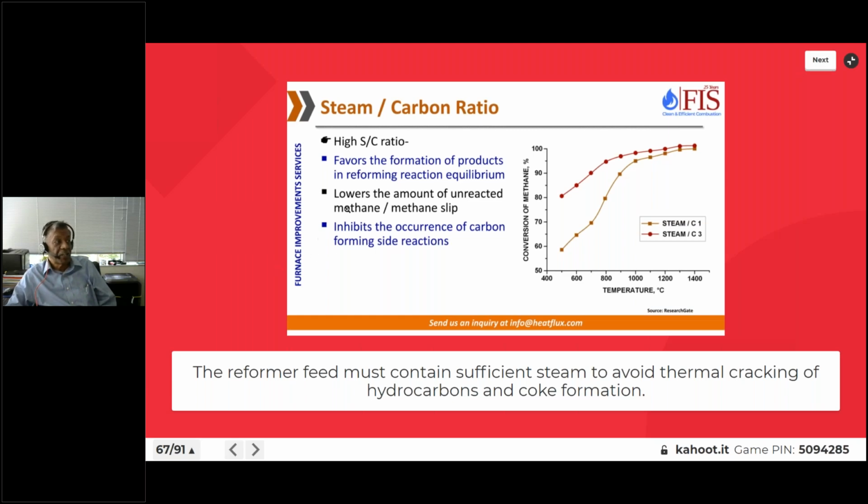Steam to carbon ratio, high steam to carbon ratio favors products in reforming. If you see 1 and 3, basically we get much more of the product. It lowers the amount of unreacted methane or methane slip. But the most important thing is prevention of carbon forming side reactions. That's the most important reason why we use a higher steam to carbon ratio.